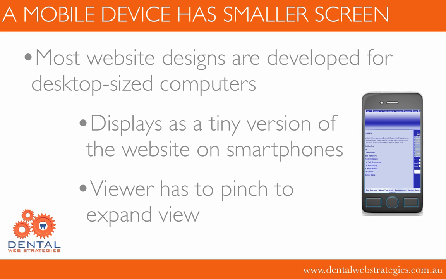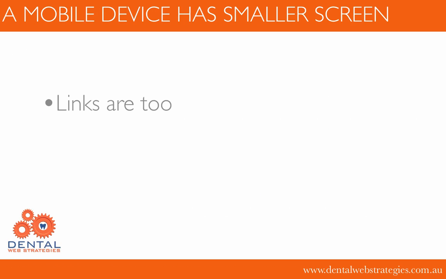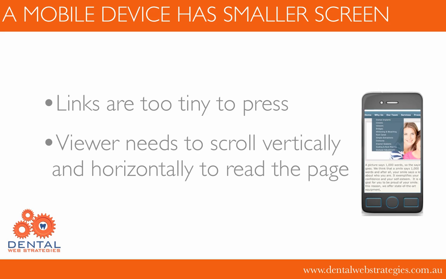If they're displayed on the small screen of an iPhone, for example, the website displayed is just a tiny version of the desktop variety. Now, this generally means that the viewer has to pinch to expand the website in order to properly read the text and to navigate the website on the tiny iPhone screen. Without expanding the site size, the links and buttons are far too tiny to press. Navigating an expanded website is possible, but can be really frustrating because the viewer needs to scroll horizontally as well as vertically to read the entire page.